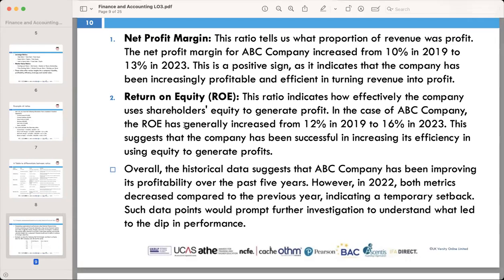Next is return on equity. This ratio measures how effectively the company utilizes shareholders' equity to generate profit. In this case, the ROE, or return on equity, has generally improved from 12% in 2019 to 16% in 2023. This implies that the company has been successful in enhancing its efficiency in utilizing equity to generate profits.